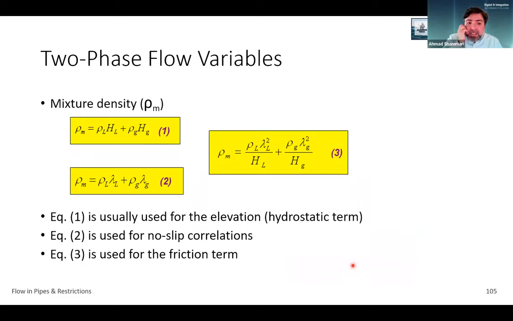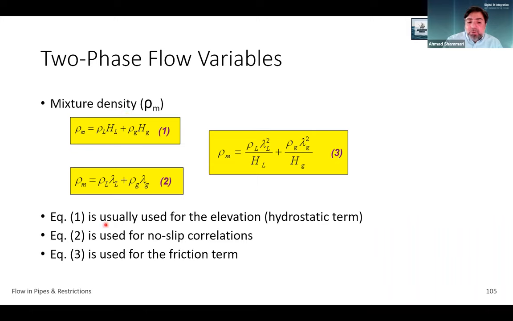The mixture density is... now we start to see why we're using the holdup, right? So the mixture density, considering we have liquid and gas, is the liquid density times the liquid holdup, plus the gas density times the gas holdup, or one minus liquid holdup, right? So we have three forms of the mixture density.